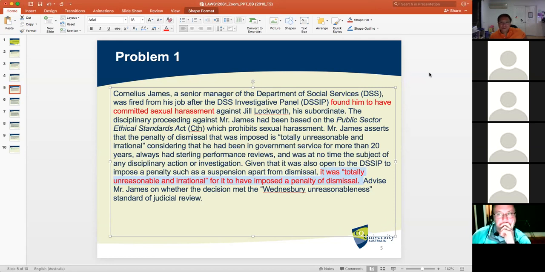Very good. Very good. Can somebody else try to provide an explanation as to why you think the decision is actually valid and it does not meet the Wednesbury unreasonableness standard of judicial review? Anyone else?